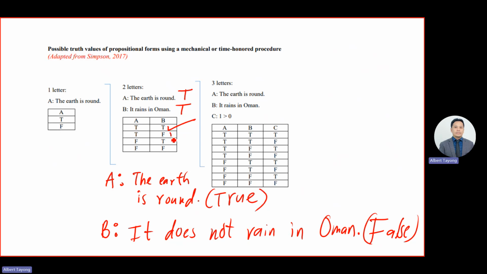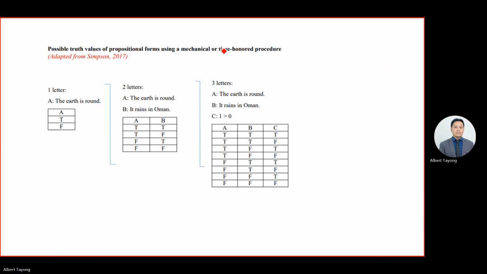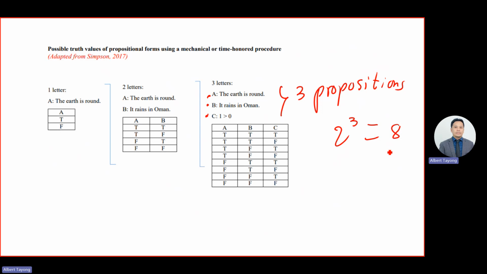So it becomes TF. So every time we change these two statements, it might be this or the second, third, or fourth. These are all the possibilities. Now let's have three letters. We have letter A, B, and C. So we have three propositions or three statements. So 2 cubed equals 8 possible outcomes. So here we have 8 possible outcomes for our A, B, and C.